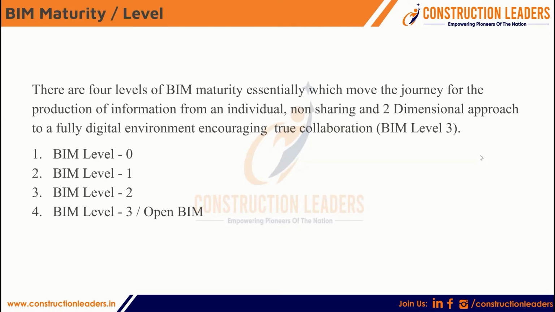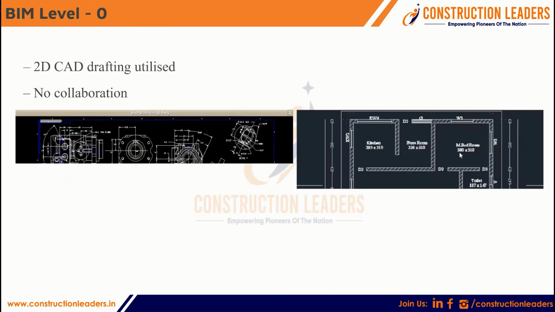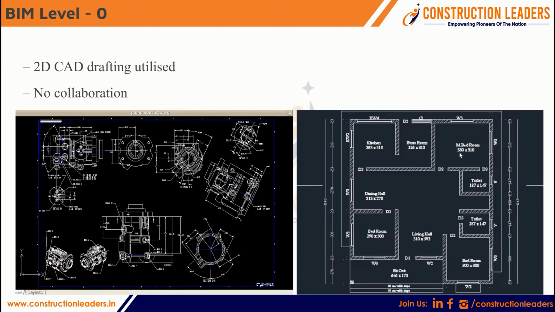And we will go on to BIM maturity and also the levels. We have levels from level 0 to level 3. We can call level 3 open BIM also. When it comes to BIM level 0, we were dealing with 2D CAD drafting in that era, and there was no collaboration. It is also called unmanaged CAD.